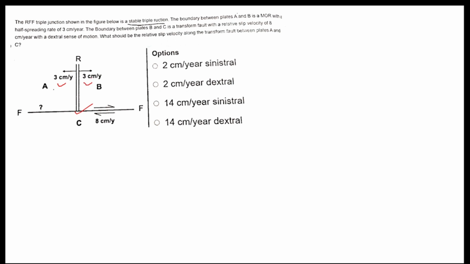The boundary between plates B and C is a transform fault with relative slip velocity of 8 centimeter per year. So between B and C, relative slip velocity is 8 centimeter per year, with dextral sense of motion. Because if I'm standing here and I look above, it is going towards the right, so it is dextral.